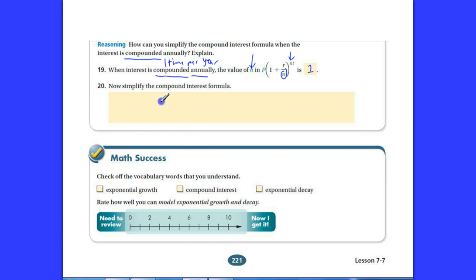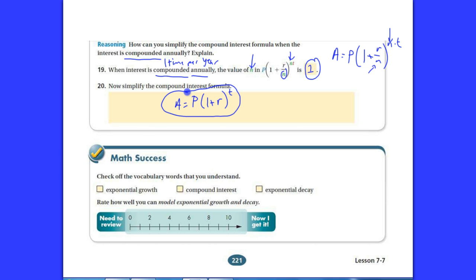So it says simplify that compound formula. Well, the original formula was A is equal to P times 1 plus r divided by n, to the power of n times t. Well, if this is 1, that means that n is 1 and that n is 1. So we can actually simplify the formula like this. A is equal to the principal times 1 plus r over 1, which would just be r, to the power of n times t. 1 times t would just be t, which would be this right here, where that's really what they're looking for. Now that is only when it's compounded annually.